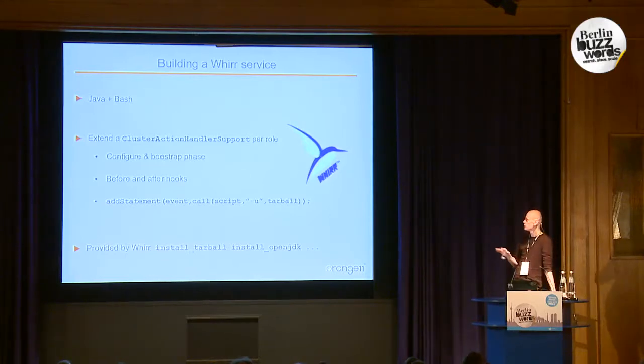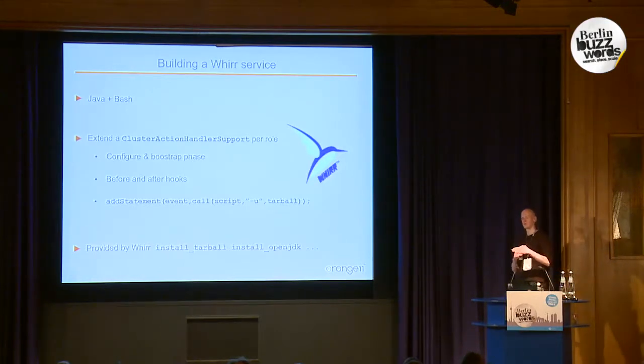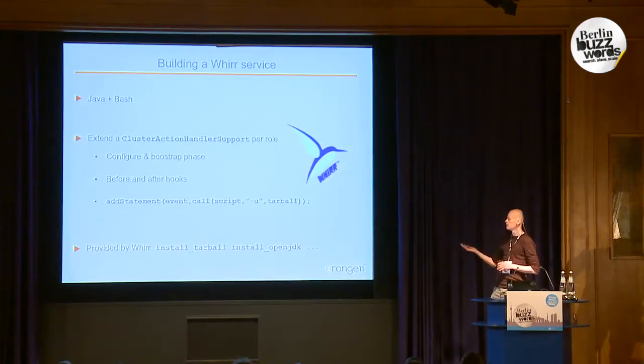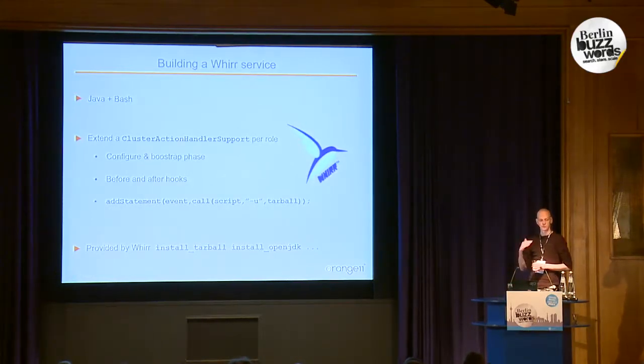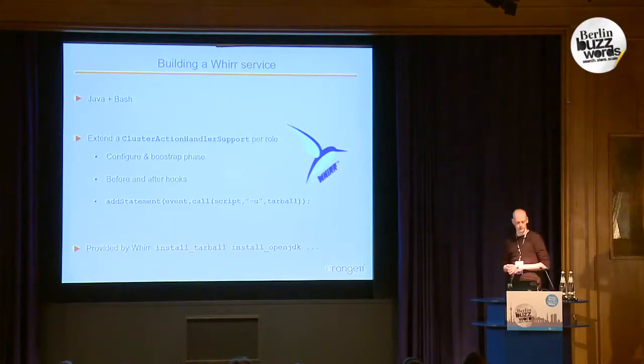And for example, you can use the add statement call to run a bash script. So you do add statement and you pass in the name of the script. You can also pass in a flag for the script. In this case, I'm calling a script to install Mahout, and I pass in the location of the tarball as a parameter. And then, from the scripts you create yourself, you can also use the scripts that were already provided by Whirr. So install tarball, install OpenJDK, you can just call them directly from your script.